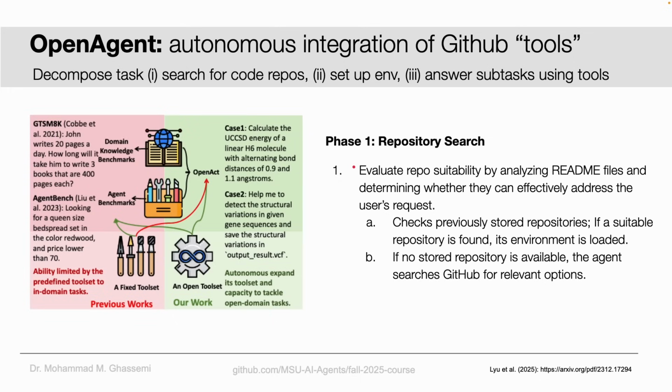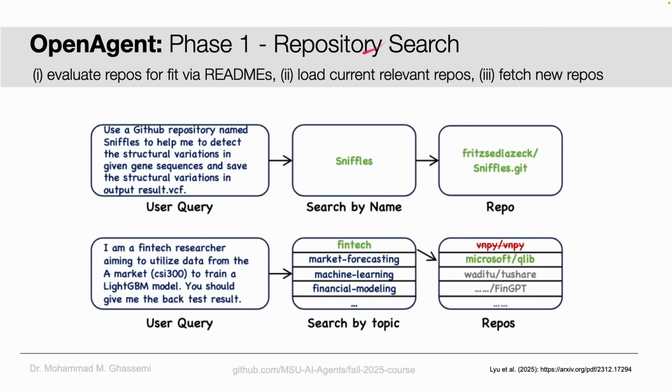Let's go through the actual 3 phases of how their project works in practice, starting with phase 1, which is repository search. So the first thing they do is they evaluate repos for fit by looking at the READMEs. So they go to GitHub, given a user query, they make some searches, they read the READMEs, and then if they find one that looks relevant through the agent, they load those relevant repos, or they fetch new repos if they don't have any that are already loaded.